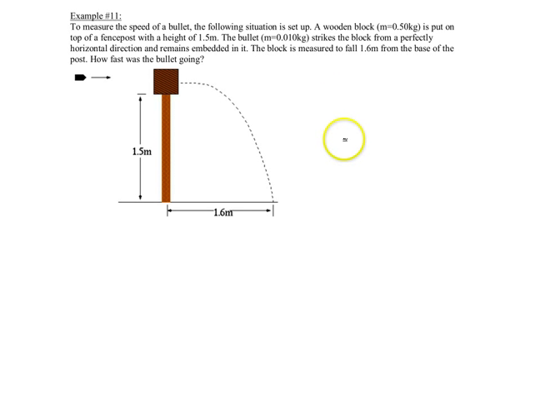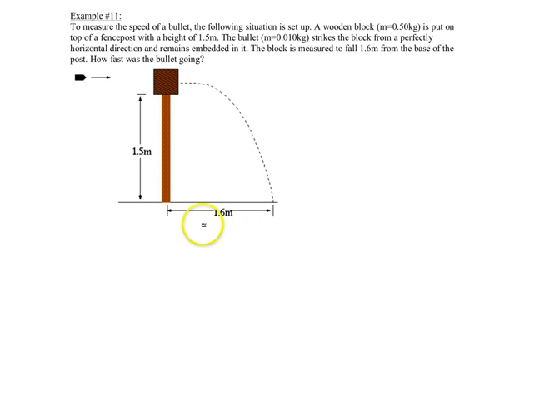Okay, welcome to example 11. This is a really nice problem because it involves more than one topic, more than one chapter. You've got a collision between a bullet that hits this block. It's going to become embedded within the block, and then the block and the bullet system will then fly off here and follow this trajectory, and this is really projectile motion.